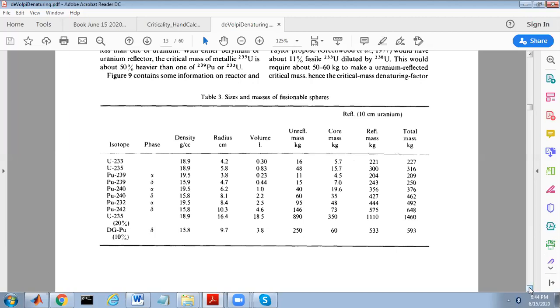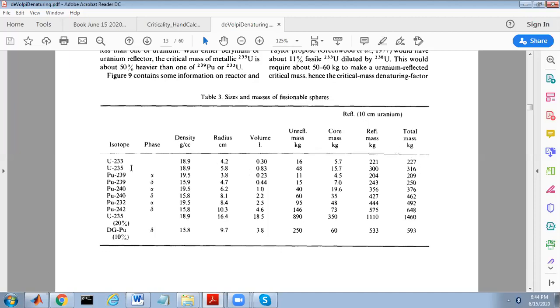Now, I spoke to you in the last lecture on a reflector. So here I want to show you the effect of a reflector. Here we're using a reflector of 10 centimeters of uranium, which is not such a good idea, but these are just calculations. Why is it not a good idea? Because uranium is very, very dense, 18.9 grams per cubic centimeter, as you can see over here. So the mass is so much.